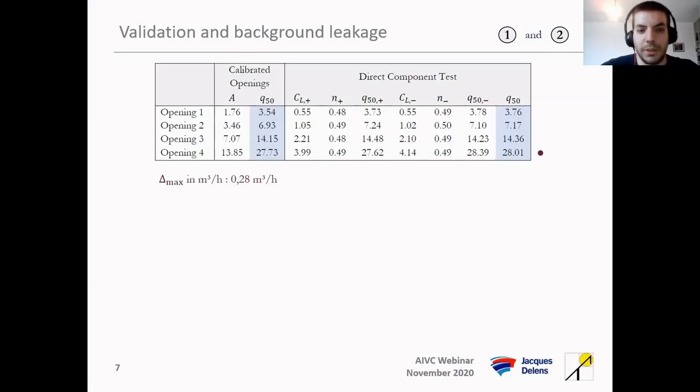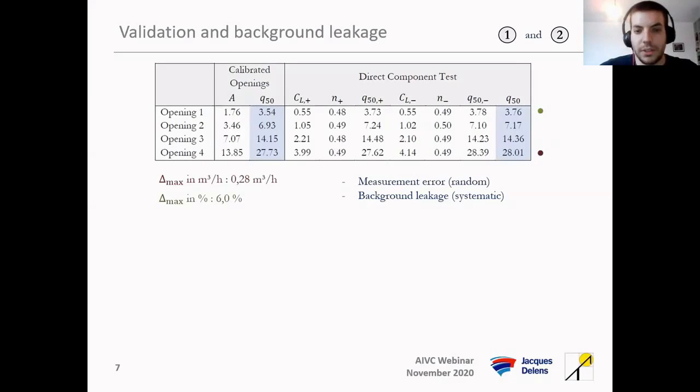And if we are looking in percent, we have for the first opening, obviously, 6% of the airflow measured. This difference can be due to 2 things. First, the measurement error that will provide random errors, and a background leakage that is a systematic bias. And when we are looking closer at the results, we see that the results from the direct component test are always higher than the calibration.